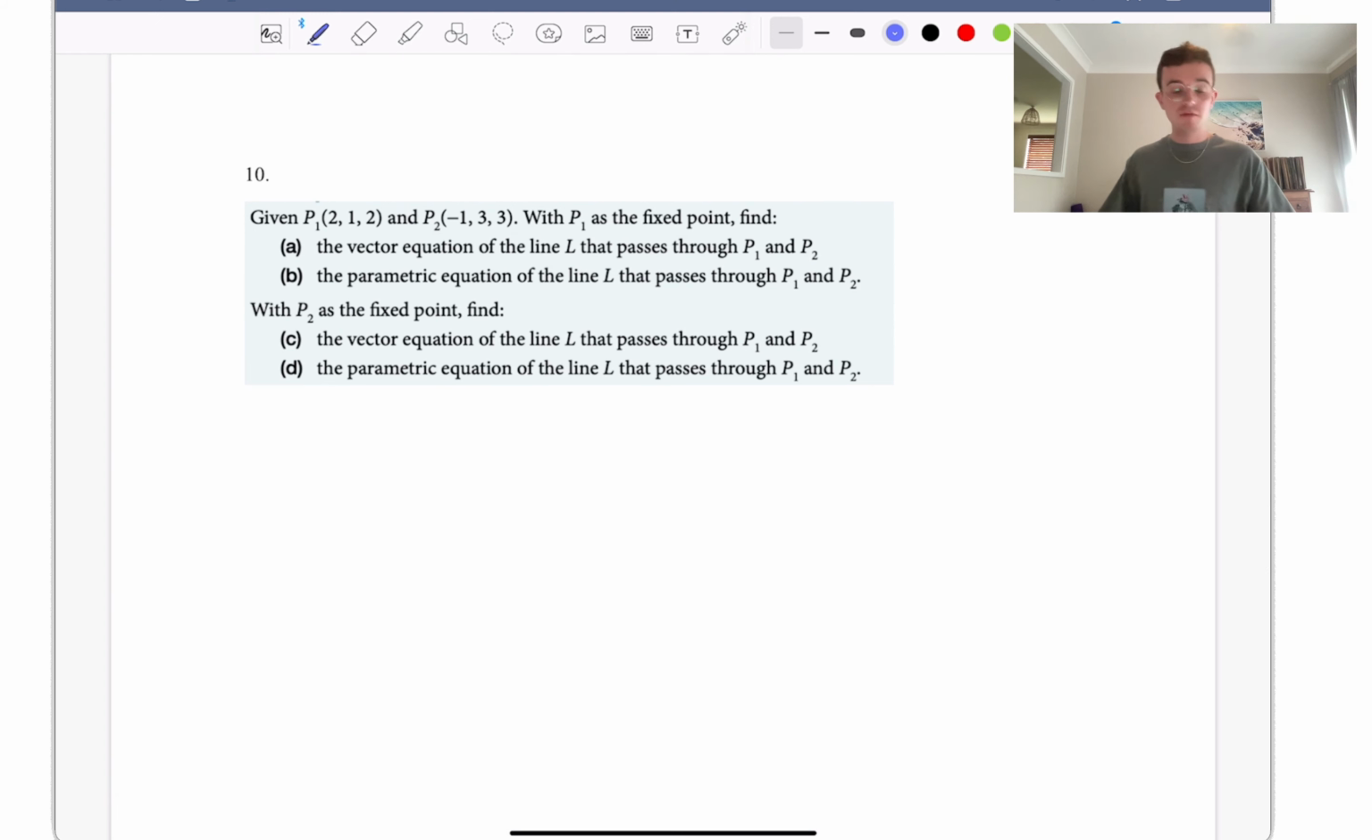Last couple of examples for this video. Question 10: we're given point P1 is (1, 2, 1) and point P2 is (-1, 3, 3), with P1 a fixed point. Find the vector equation of L that passes through P1 and P2. And we're doing a vector equation.